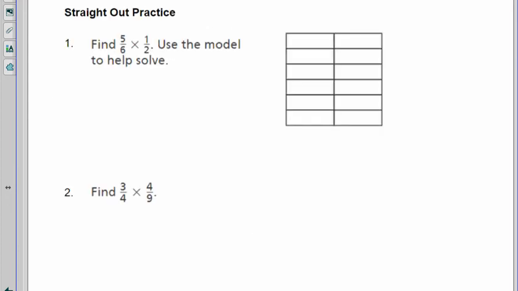Okay, the only thing left for you to do in your packet is some practice. There are 2 problems for you to solve. So why don't you go ahead and do those, and again, we'll hit those tomorrow, and have yourself a good evening.